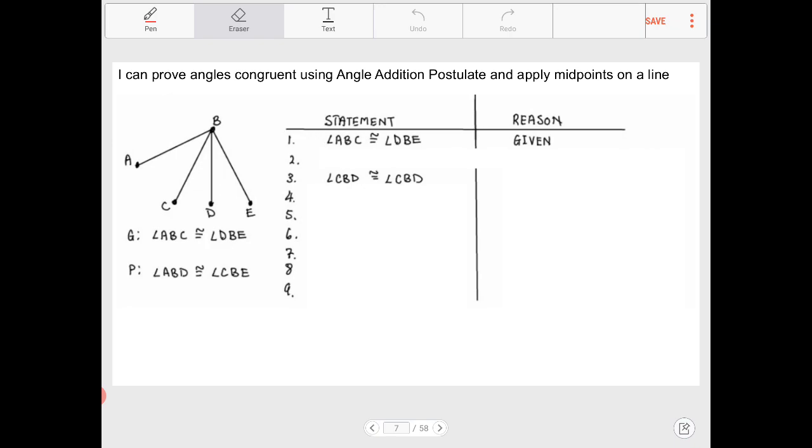I'm sorry. The approach that I had taken, because I wrote out the slides before making the video, was that I started with CBD congruent to itself, which is fine. I can say reflexive. So the next line, I wrote that ABC plus CBD is equal to ABD. And why is that the case? Well, this is true because of angle addition postulate.